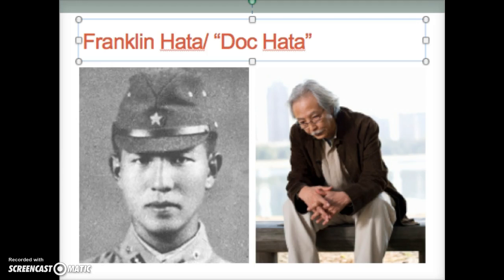So we're introduced to our protagonist, Franklin Hatta, who is known affectionately around Bedley Run as Doc Hatta. He is a retired store owner, so he owns Sunny's medical supply store in Bedley Run, and so he got the name Doc, but that's what the community sort of labeled him as, Doc Hatta, and he's sort of a fixture around Bedley Run, so a well-known figure.